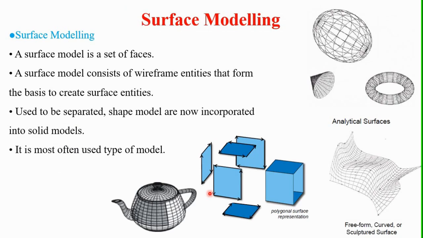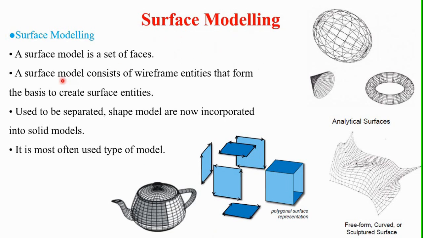Then the next modeling is surface modeling. A surface model is a set of faces. This is one of the faces, second, third, fourth, fifth. Likewise, by using a set of faces, this object is prepared. We can see here a cubical object; a polygonal surface representation of this cubical object is prepared with the help of these surfaces. Again in this image, we can see this is prepared with the help of small surfaces. So a number of small surfaces are used to represent this model.